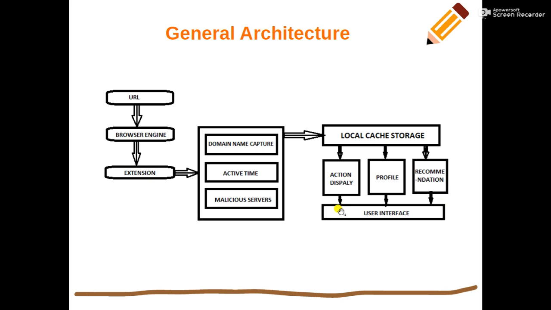We can't see anything without a user interface. It is basically a graphical user interface. So this is the general architecture: taking the URL, traversing through it, maintaining it in the history, making a cache storage like history, and cache storage also deals with our database, action display, profile, and also the user.